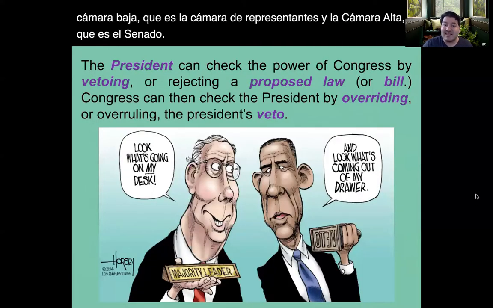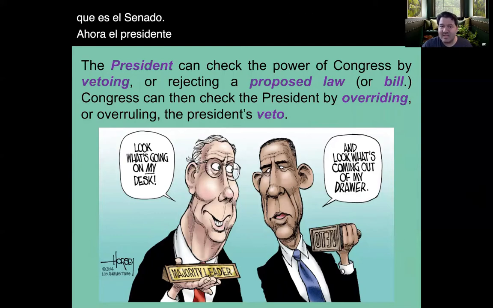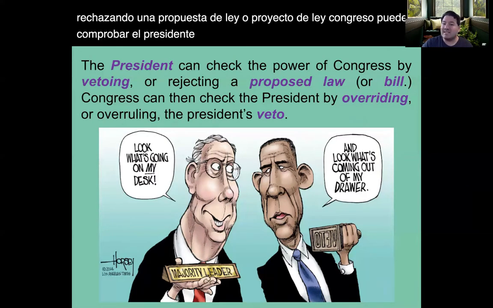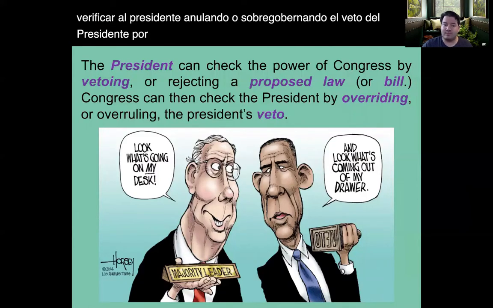Now, the president can check the power of Congress by vetoing or rejecting a proposed law or bill. Congress can check the president by overriding or overruling the president's veto by a new additional 2/3 vote.